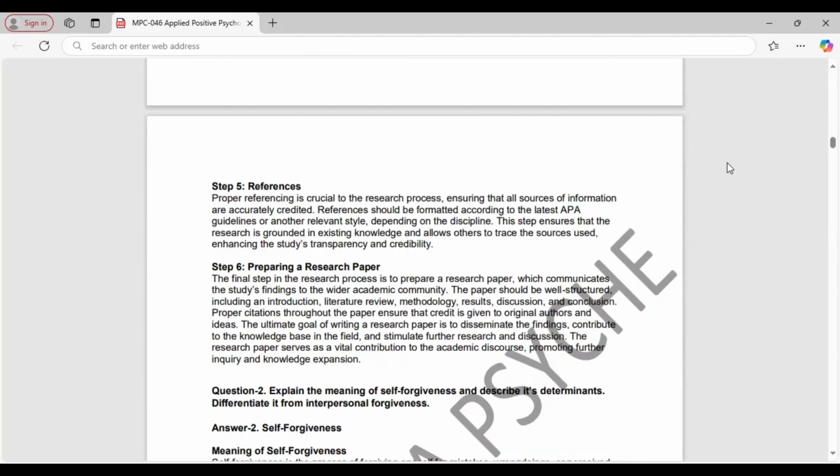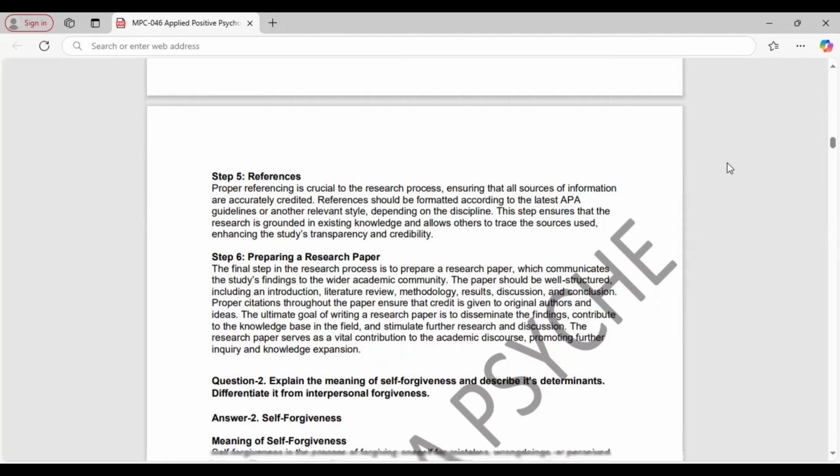Step 5, references. Proper referencing ensures that sources are credited, enhancing the transparency and credibility of the research. References should follow APA or other discipline-specific guidelines. And step 6, preparing a research paper. The final step involves writing a structured research paper that communicates the findings to the academic community. The paper includes sections such as an introduction, methodology, results, and discussions, ensuring proper citation throughout. The paper aims to disseminate findings, contribute to the knowledge base, and stimulate further research and academic discussions.